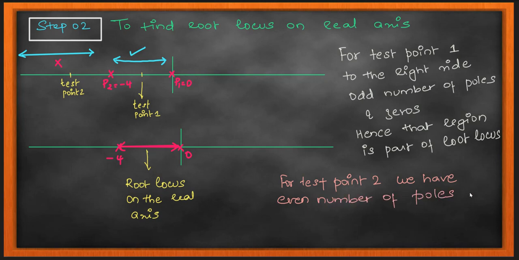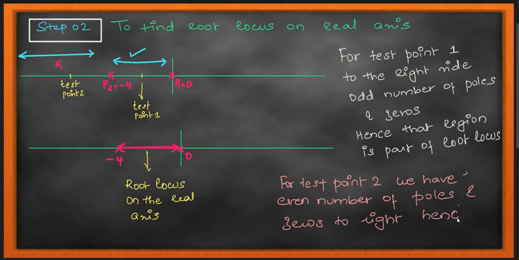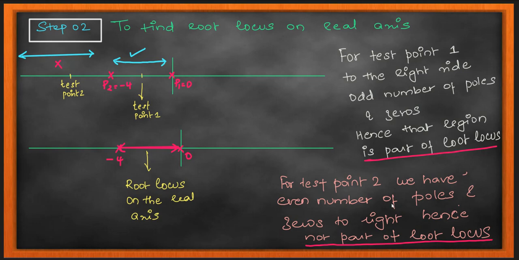Alright, so after step 2, I'll go to my step 3, which is computing the asymptotes and your centroid. You find the asymptotes using the asymptote formula, and then you find the centroid, and then you plot these. Let me finish off this. I think that x will be misleading, since I'm using x for the poles also, so I'm writing in blue. This is from minus infinity to minus 4. So we have identified the root locus on the real axis.